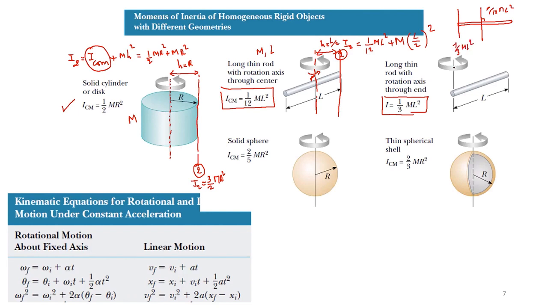Now let me ask you a simple question. Let me take the same rod, same mass, same length. Now, if I put the axis of rotation on the rod, so what is the new moment of inertia around this axis of rotation?